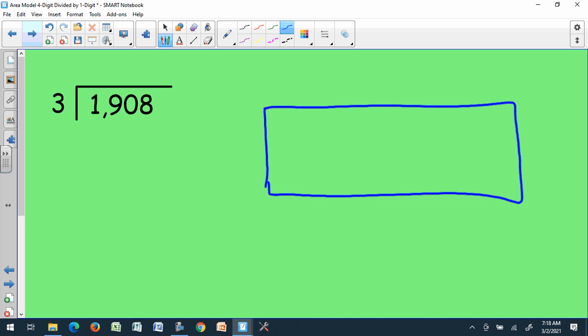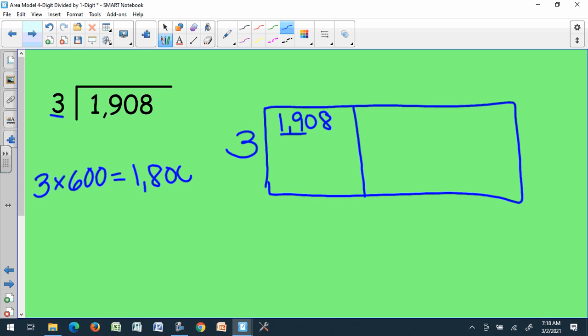Okay, so we'll set it up again. Our 3, our divisor, is going on the side, and our 1,908 is going in the top left corner. Now this one I can tell right away, it's going to be a lower number. So I'm going to think about that 19. How many times does 3 go into 19? So I know that 3 times 6 equals 18. 3 times 60 equals 180. 3 times 600 equals 1,800. So I'm going to put 600 on the top, just like the last problem.